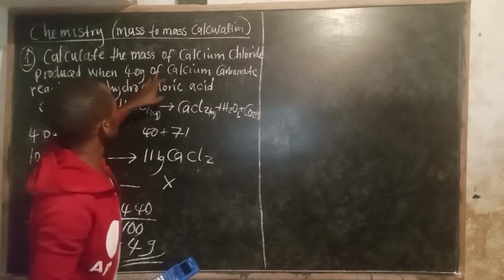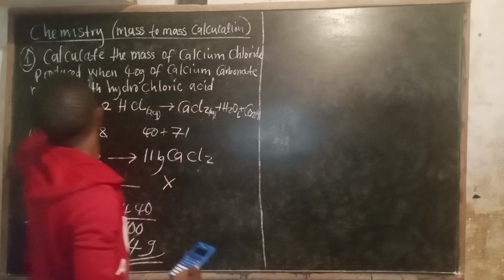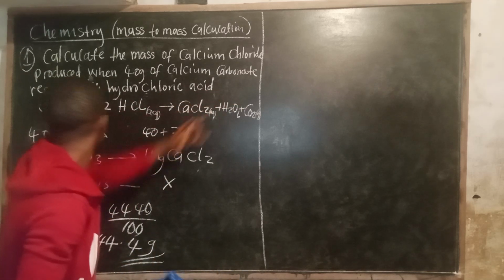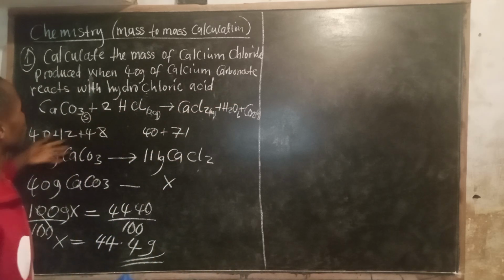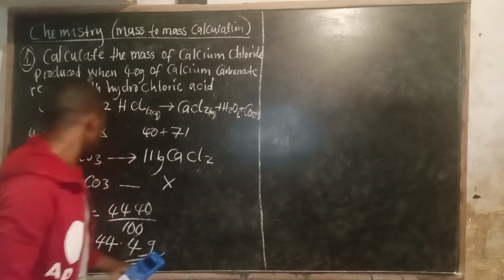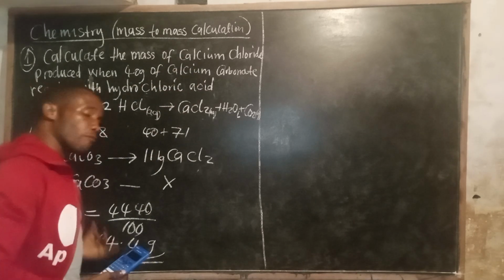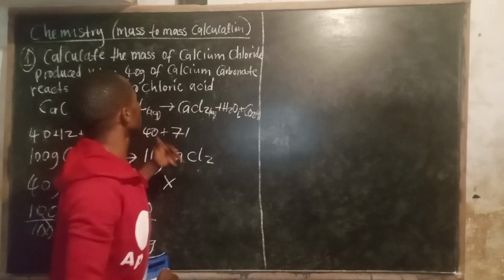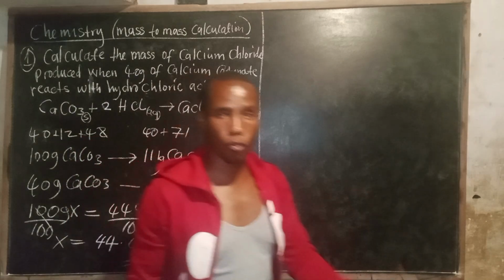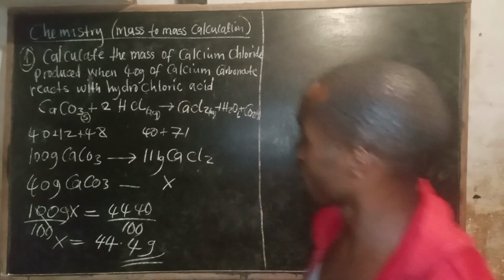So according to the question that we have, they are saying calculate the mass of calcium chloride produced when 40 grams of calcium carbonate reacts with hydrochloric acid. So when 40 grams of calcium carbonate reacts with hydrochloric acid, we are going to have 44.4 grams of calcium chloride. So that is how we actually answer.